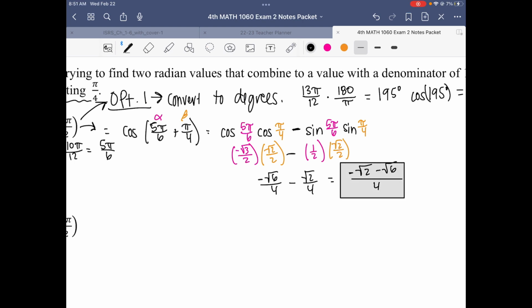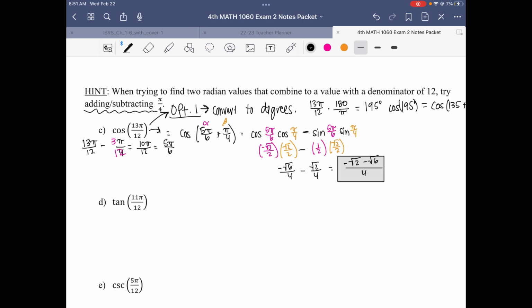Okay. And I do want you guys to think about whether or not these should be negative or positive. What quadrant are we working in here? If we're at 13 pi over 12, that puts us right about there in quadrant 3. So tangent is the only thing that should be positive. So cosine being negative makes sense.